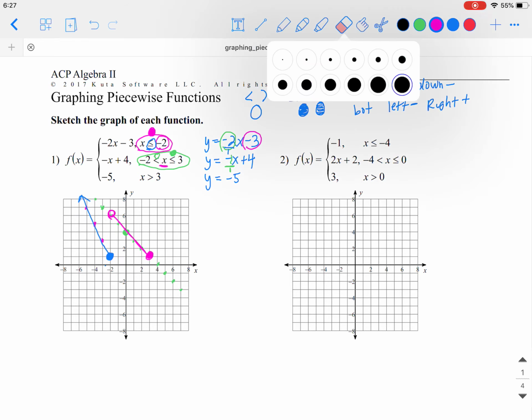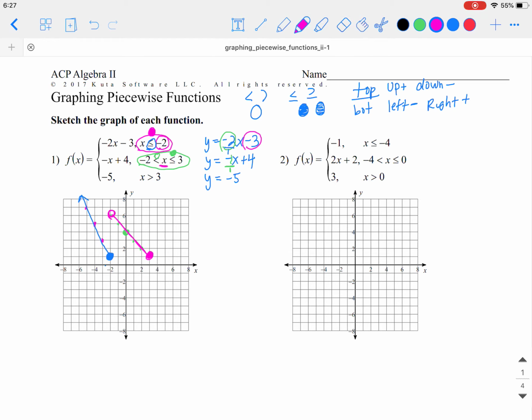Alright, so let me erase these green dots that I don't need. Alright, so our last but not least, our y is equal to -5. So I actually really like these ones because these are actually pretty simple. I'm going to go down to where y is equal to -5.